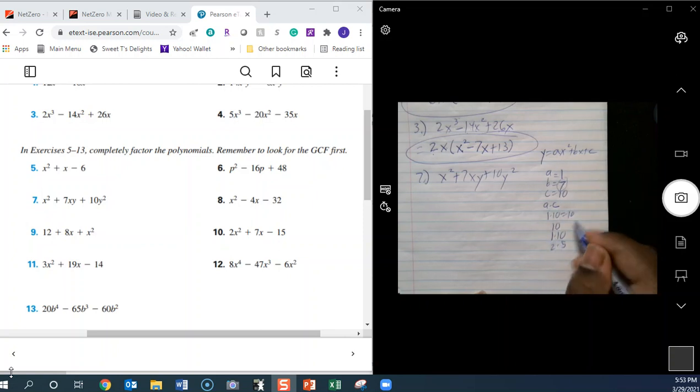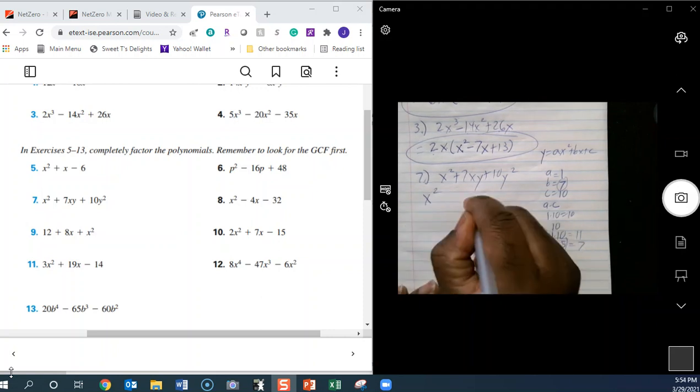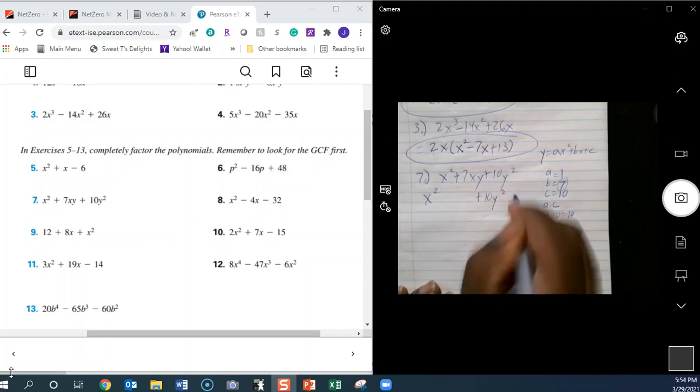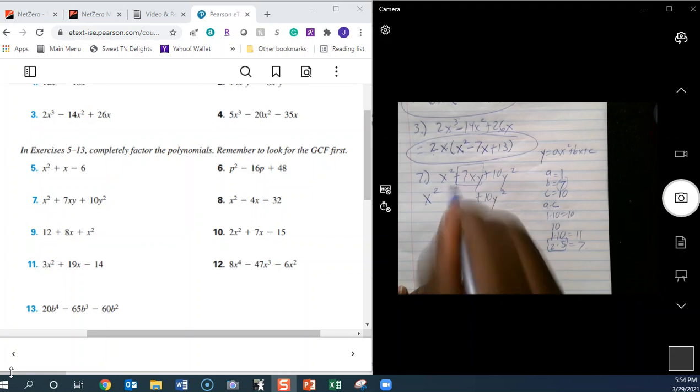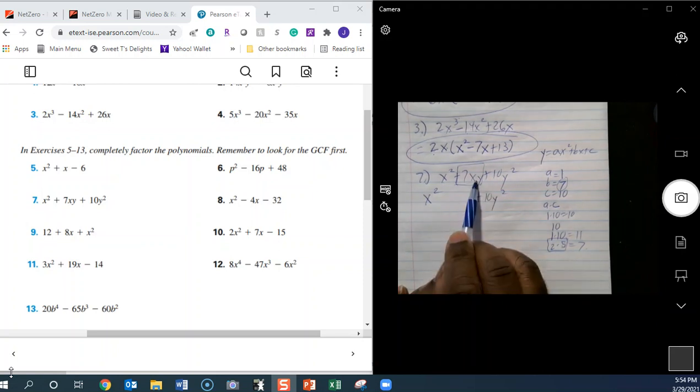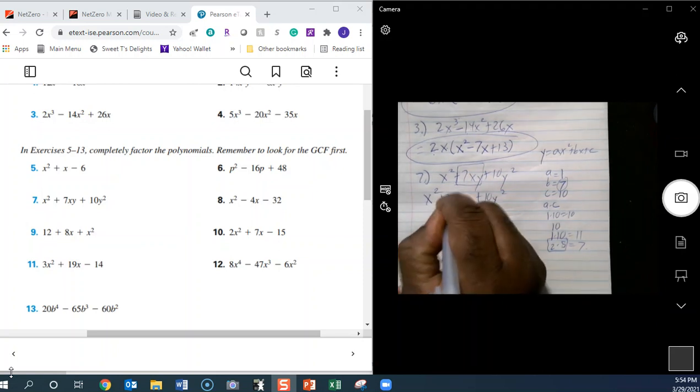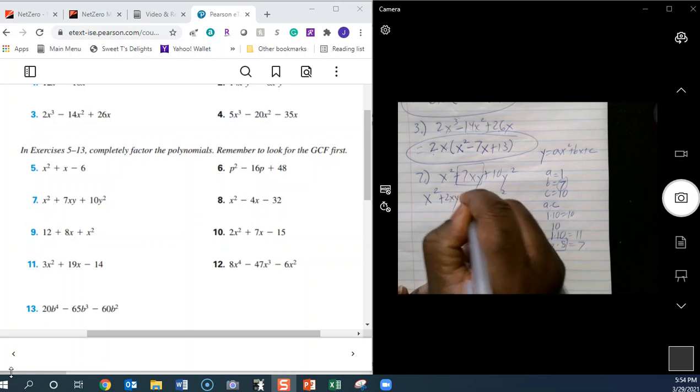So we see 1 and 10 would give us 11. So that doesn't work. But 2 and 5 gives us 7. 2 times 5 is 10, and 2 plus 5 is 7. So we take these two factors here, and we substitute those values in for the middle term. So instead of it being 7xy, this would become 2xy plus 5xy.